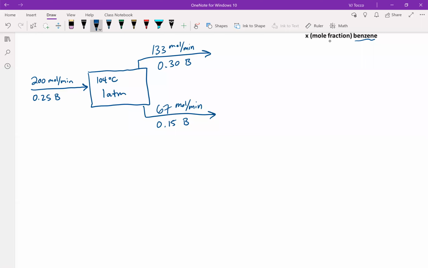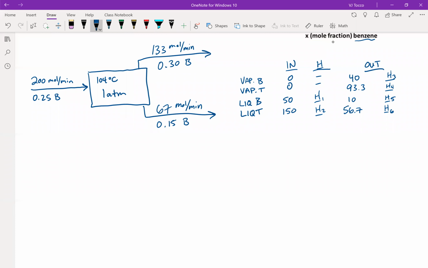Okay, here's my updated process flow diagram. I'm next going to make that table that is going to facilitate the energy balance process. So I'm going to make my table of my inputs and my outputs, my moles, my specific enthalpies, and my components. Here's my table, and I just filled in the moles per minute, and I also filled in the table just for my H's.